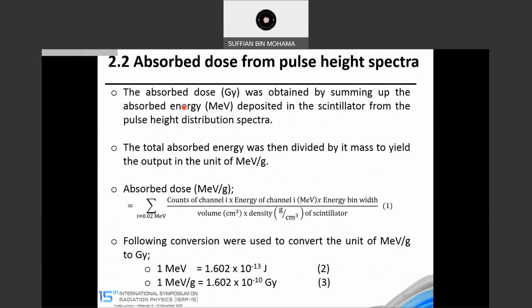In order to obtain the absorbed dose from the previously shown pulse height spectra, we need to calculate by using equation number 1. To obtain the absorbed dose, we sum up the absorbed energy deposited in the scintillator from the pulse height distribution spectra, and then we divide the absorbed energy by its mass to yield the output in the unit of MeV per gram. Then we can convert the energy per gram to the unit of Gray, which is the physical unit for absorbed dose, by using the following conversion.